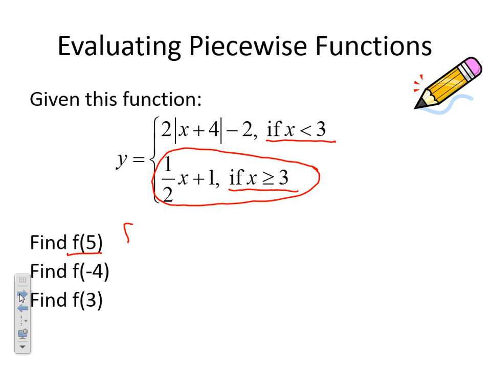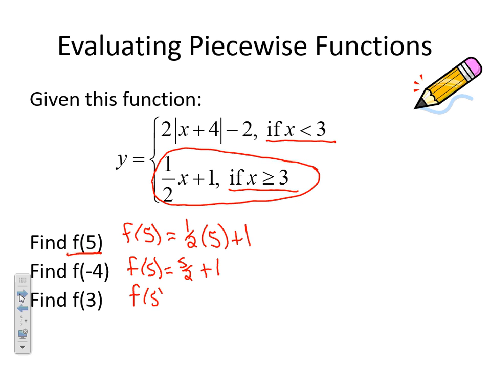So when we plug this in, we have f of 5 equals 1/2, and we're going to plug in 5 for x, plus 1. So f of 5 equals 5/2, or 2.5, however you want to write that, plus 1. So f of 5 equals 3.5. And that's our answer when x equals 5.